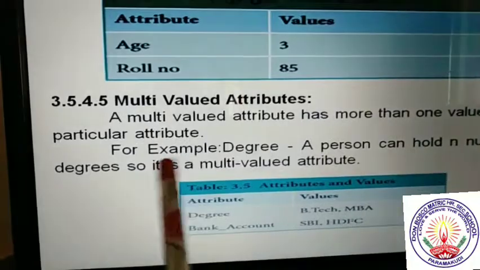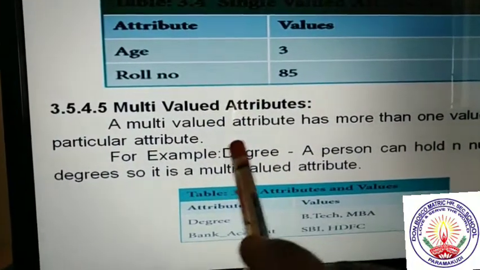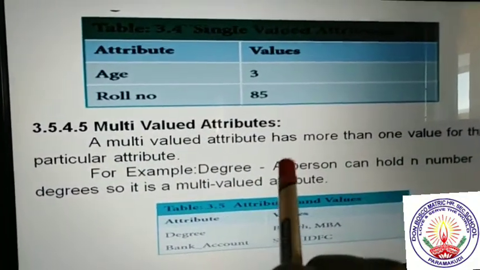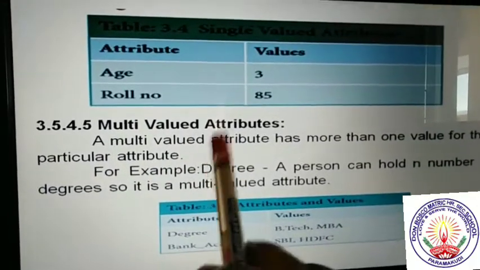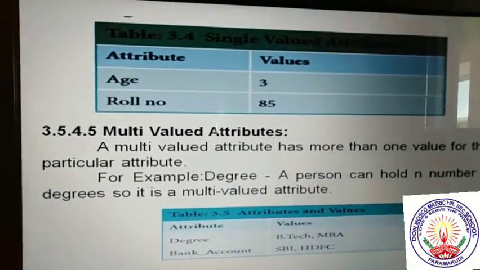Okay, and the next one, multi-valued attributes. Multi-valued attributes means each attribute has more than one value. Each multi-valued attribute has more than one value for that particular attribute.